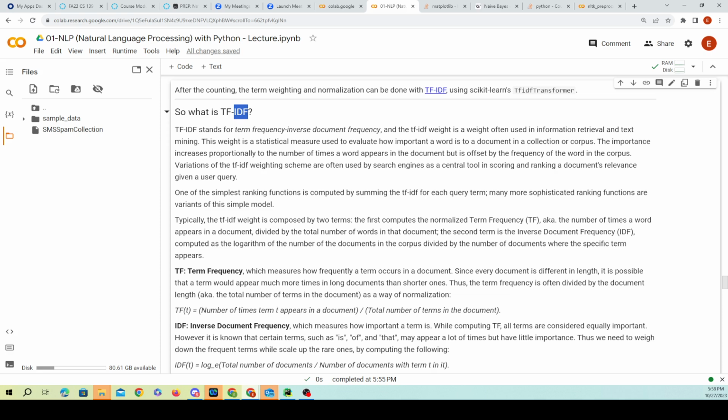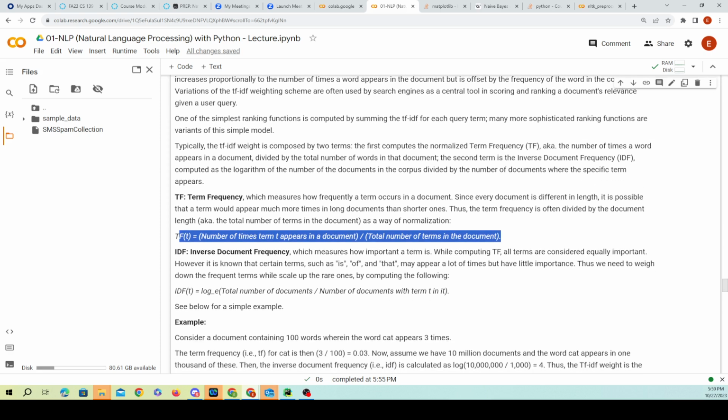Again, the term frequency measures how frequently a term occurs in a document. Since every document is different in length, it is possible that a term would appear many more times in long documents than in shorter ones. That makes sense, right? If you have a longer document, a term is more likely to appear more frequently. Thus, the term frequency is often divided by the document length. So we take the number of times a word appears, the frequency, divided by the total number of terms in the document. That's how you measure the term frequency. Very simple, very straightforward.